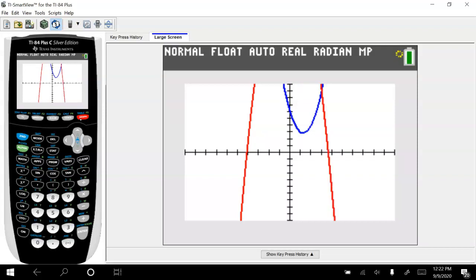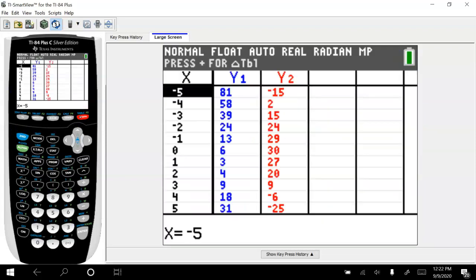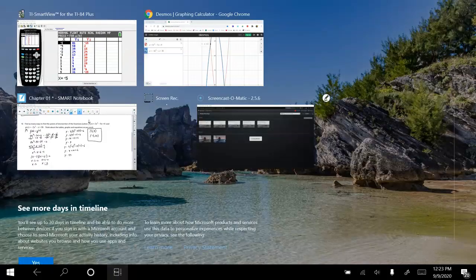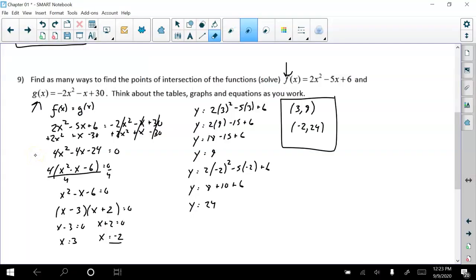So let's go to the table, second table. And you can see, look for when they're equal. They're equal right here at negative 2, 24 and at 3, 9. You see how the x has the same values for y. So that's using multiple ways to solve the same equation. Let's go to those last few problems on the next page, please.